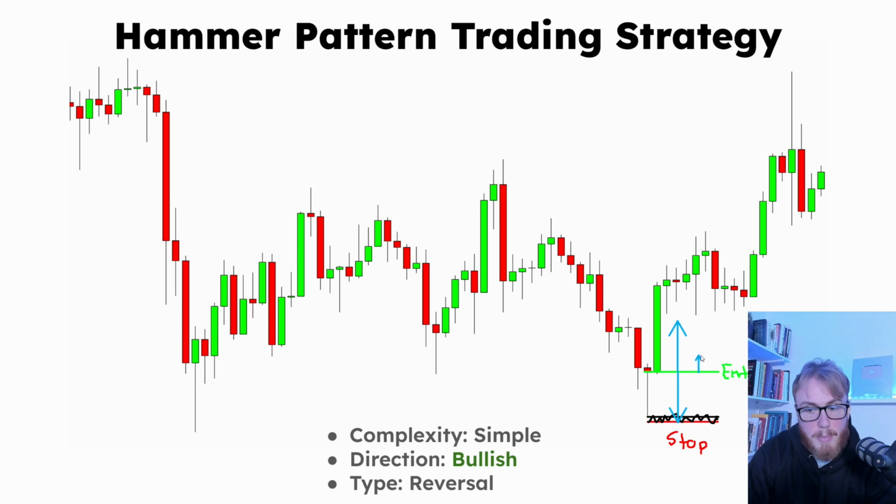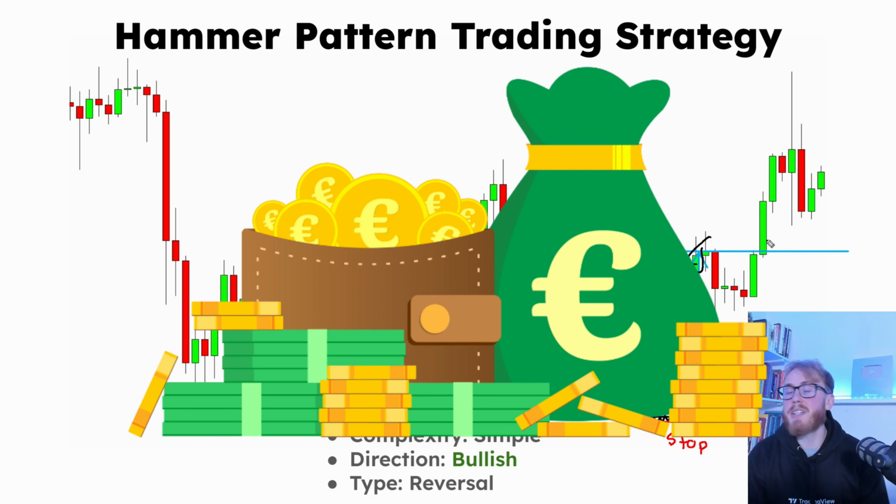An even more common risk to reward is to set your target at a 2-to-1. That is when the distance up to the target is twice the distance compared to down to the stop. So if we use a 2-to-1 risk to reward for this trade right here, then our target level would be right here. And as you can see, it took a few candles, but our target level got reached pretty quickly.